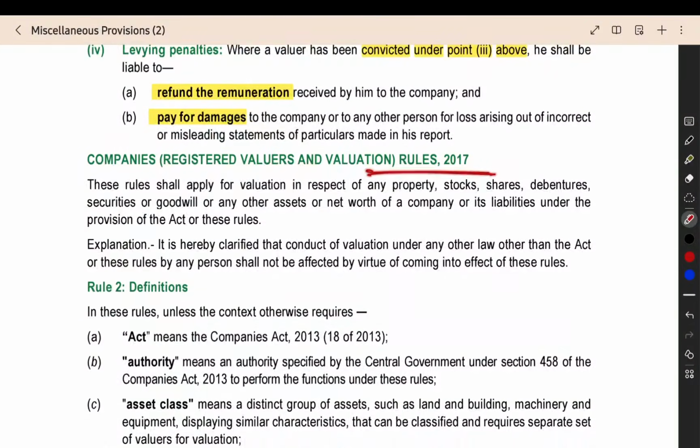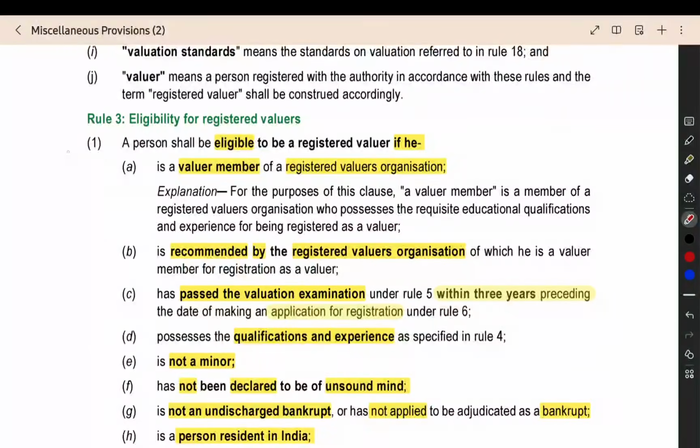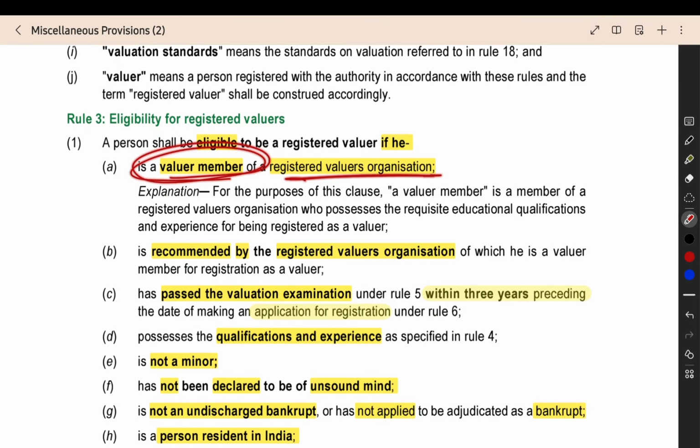Now we can start the rules. So definitions, no need to read them line by line. Now we can go to the main rules. So eligibility. What is the eligibility? The basic eligibility that should be there, right? The eligibility is that the valuer should be a member of the registered valuer organization.